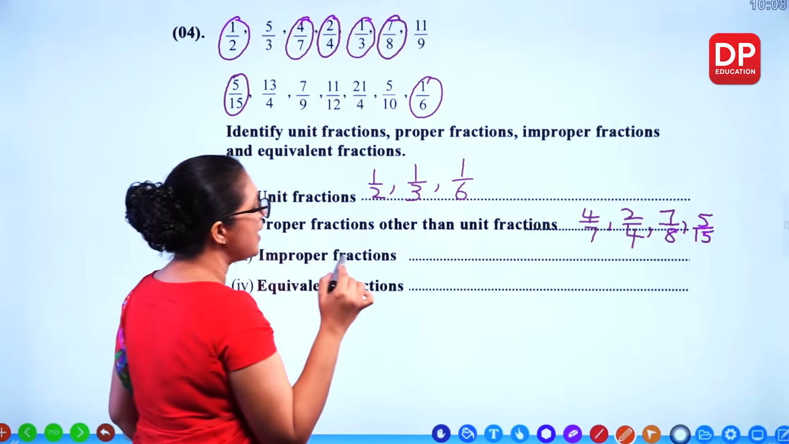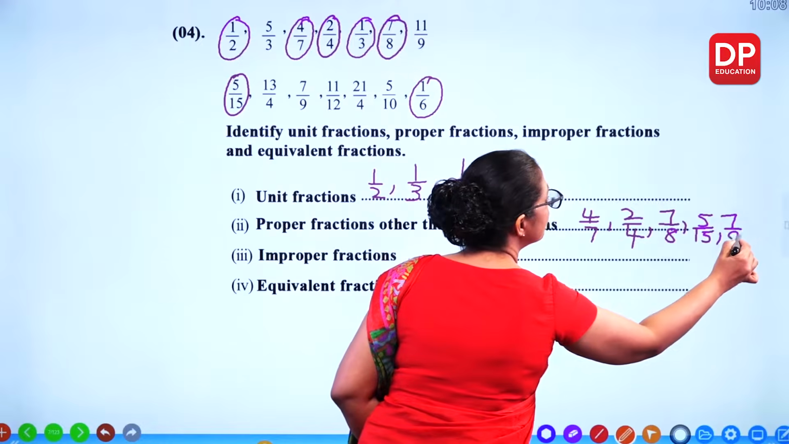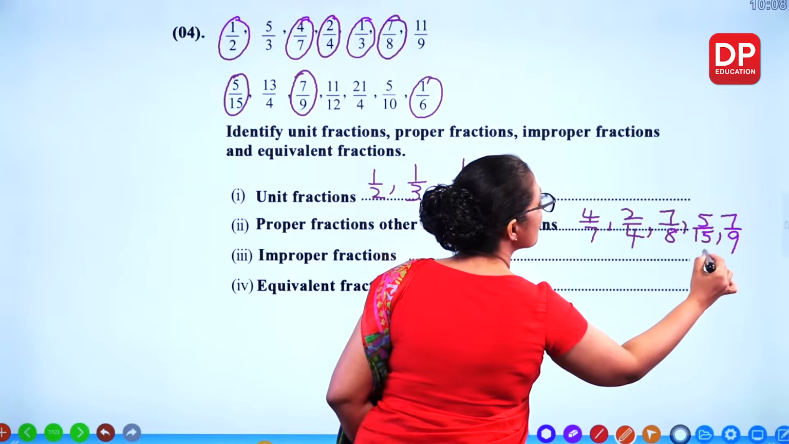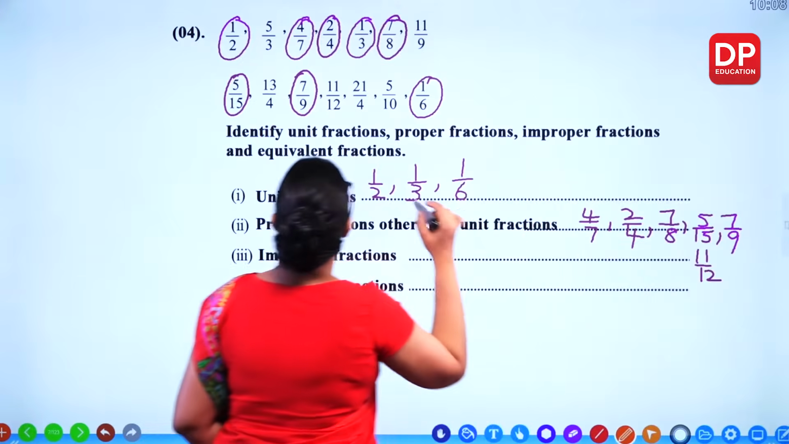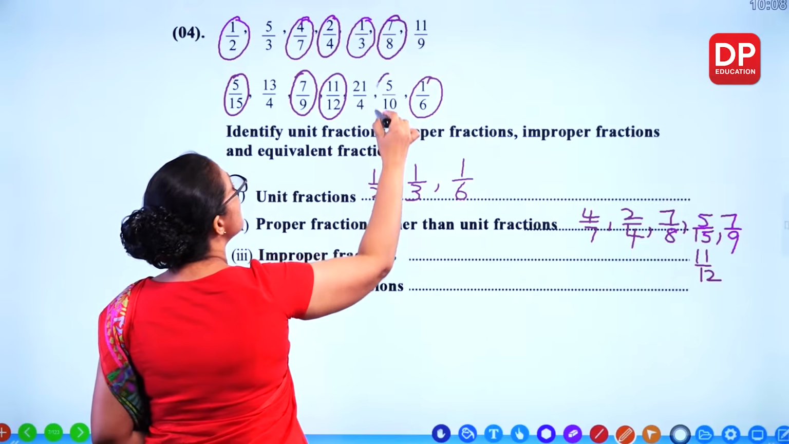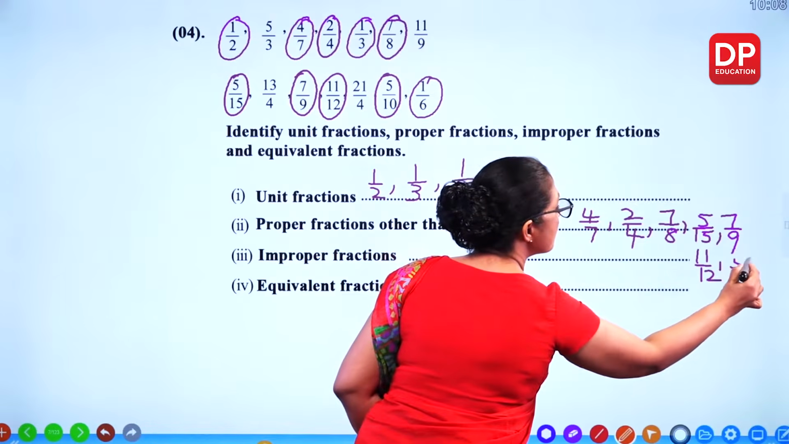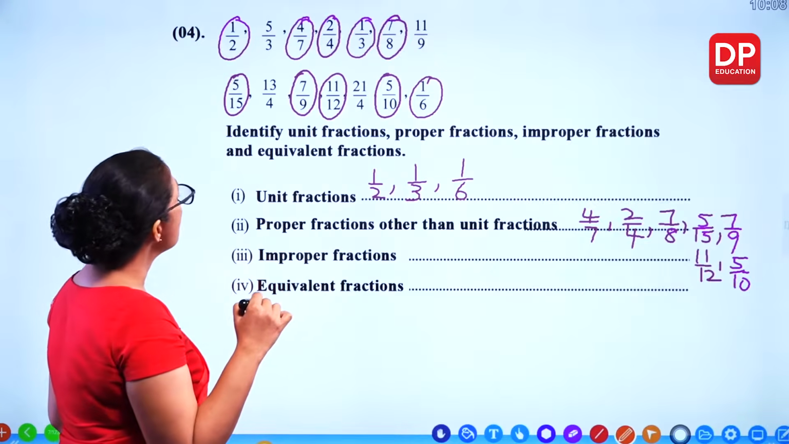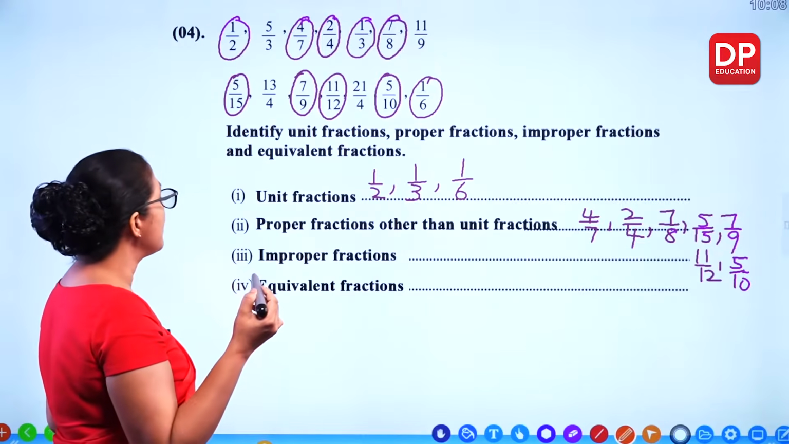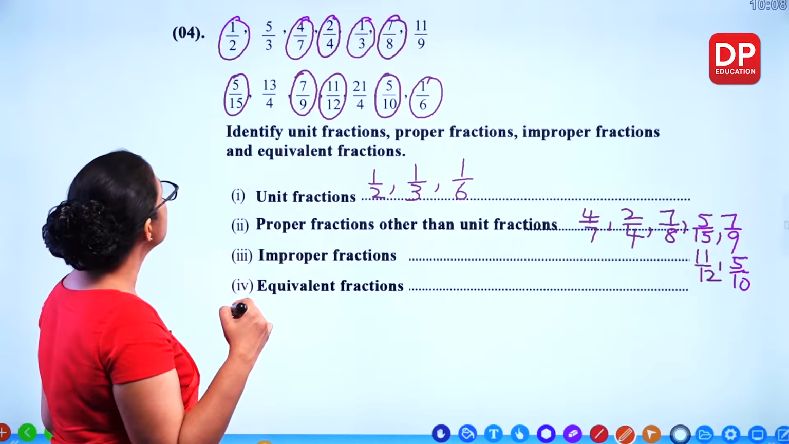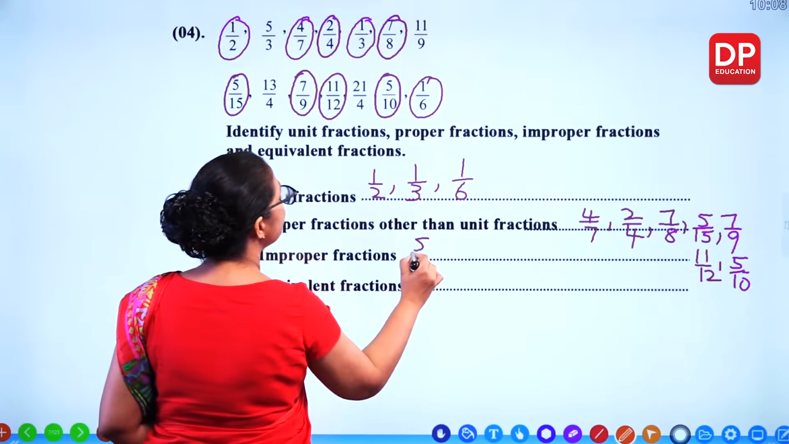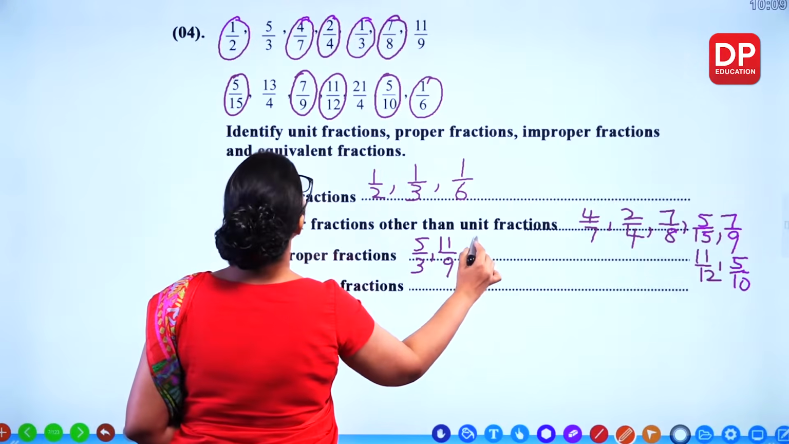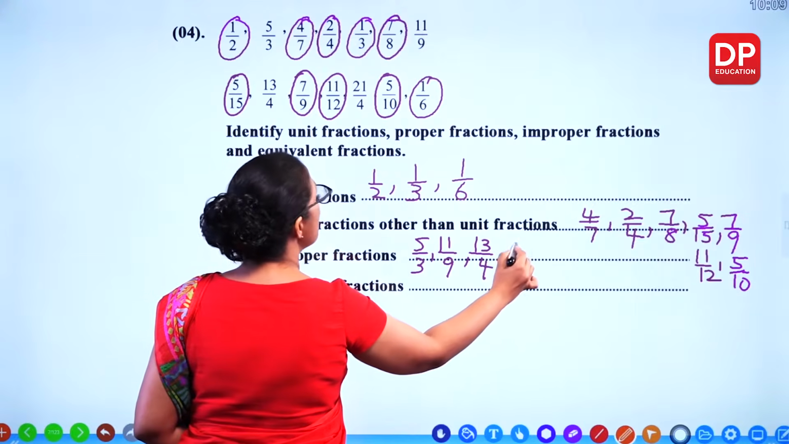Then 7/9, 11/12, 5/10. Then improper fractions, that means the numerator is bigger than the denominator. 5/3, 11/9, 13/4 and 21/4.